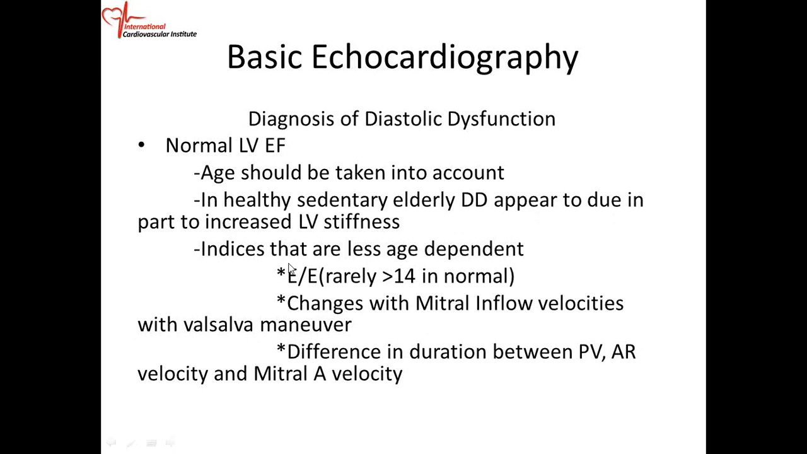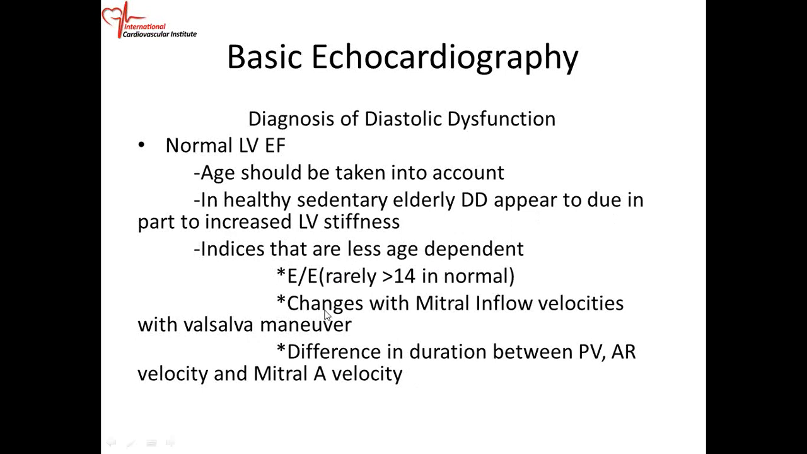The indices that are less age dependent, because you want to use something that is less age dependent, is the E prime. Okay? E prime in a normal individual is rarely greater than 14. So if you're a normal person and your E to E prime is greater than 14, it's unlikely, because the E to E prime greater than 14 suggests that there's a problem with the muscle.